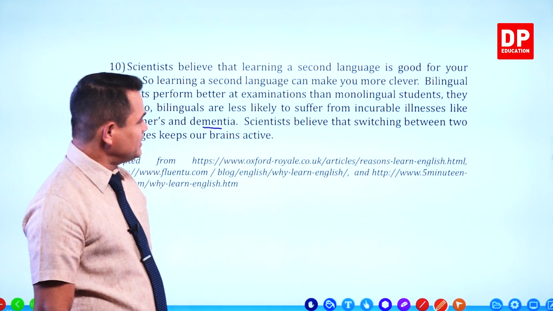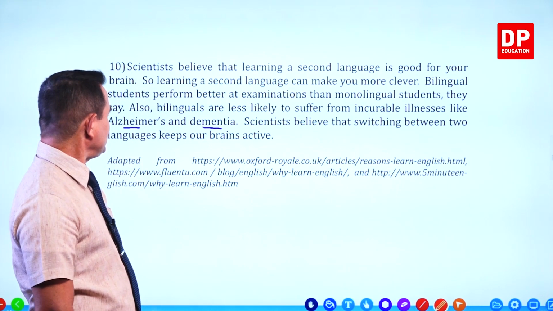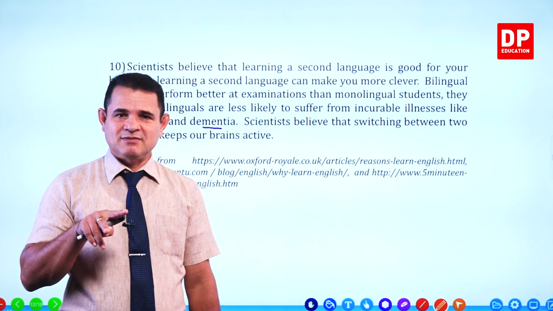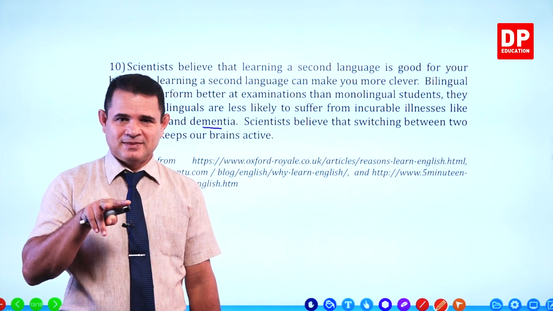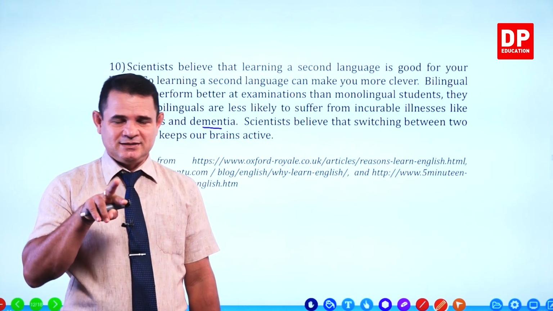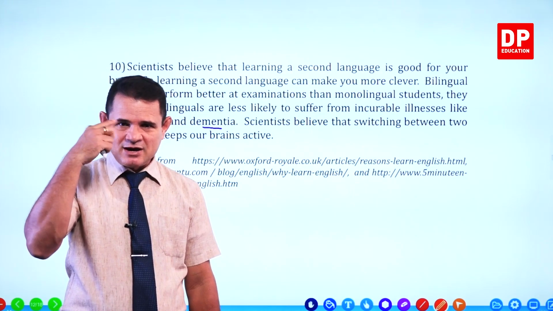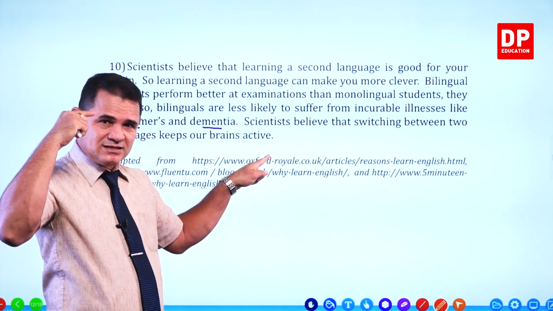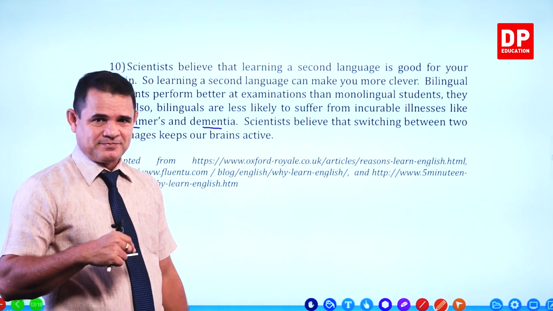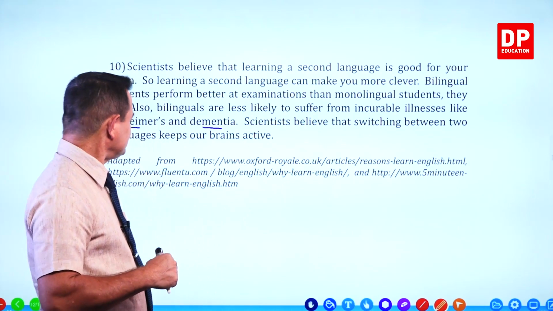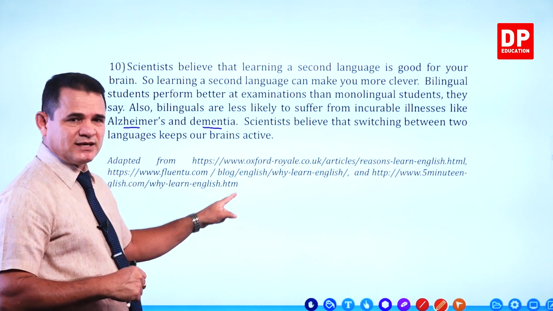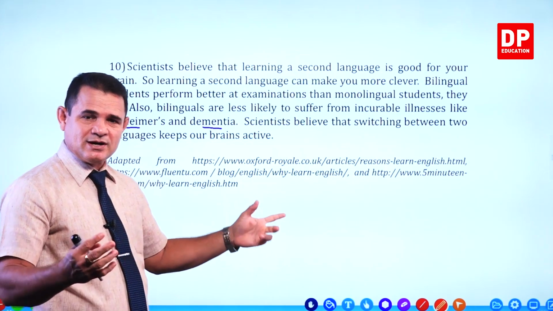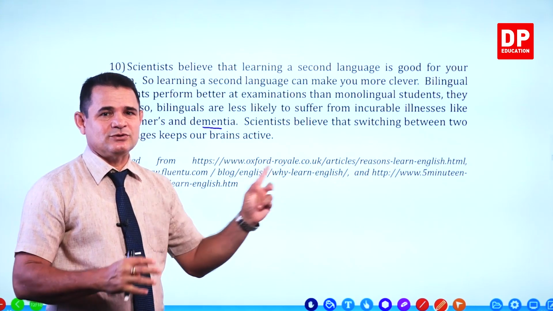And scientists believe that switching between two languages keeps our brain active. Switching between two languages. භාෂා දෙකක් අතර switch වෙනවා, මාරු වෙනවා. එකක් සිංහලෙන් ආයෙ ඉංග්‍රීසි වලින් ආයෙ සිංහලෙන් ඒ switch වෙන එක, මාරු වීම keeps our brains active. Our brain මොලේ active, ක්‍රියාශීලී කරනවා. It's a good point. So it is adopted from this website. Even if you like, you can go to these things and find. මෙන්න මේ website වලට ගිහිල්ලා ඔයාලට හොයාගන්න පුළුවන් තව විස්තර මේ ගැන. එකකින් ගත්ත තොරතුරුයක් මේ තියෙන්නේ.